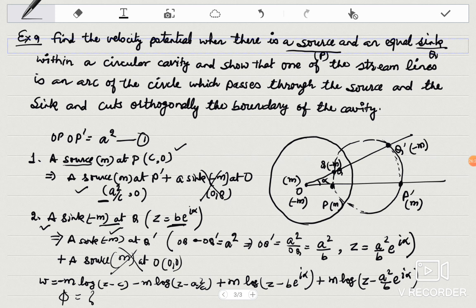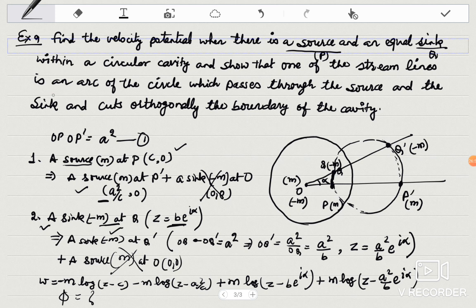Now in the second part they are saying that show that one of the streamlines is an arc of the circle which passes through source and sink. You see this circle which is passing through source and sink. And one thing they are saying is that this is a streamline. You see, this is a source. So from here the fluid will emerge. And this is a sink. Here the fluid will go into this point. So this behaves like a streamline.